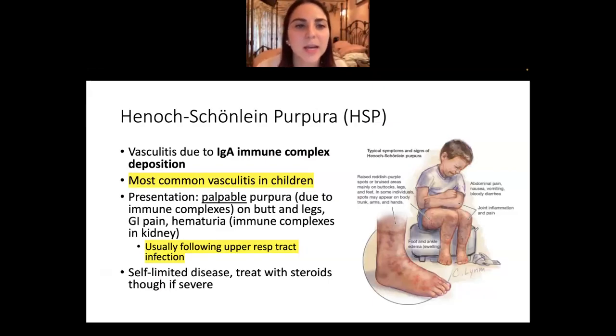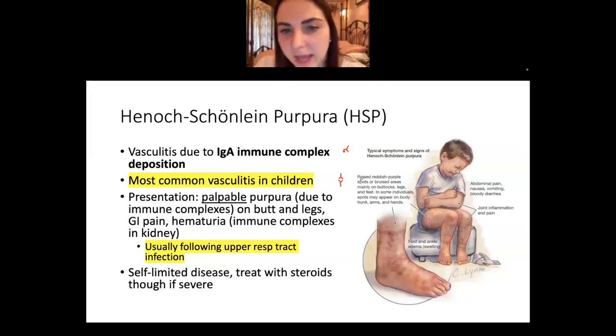Okay, HSP, Henoch-Schönlein purpura. That's not how you say it. HSP is basically an IgA immune complex deposition, which is super weird because remember, immune complexes are antigen-antibody complexes. IgA typically doesn't do that. IgA is typically found as a dimer, it dimerizes with itself and then circulates. It's found in mucous membranes and stuff. But in this instance, this is one of those rare ones. It forms immune complexes, and then those immune complexes can deposit places.